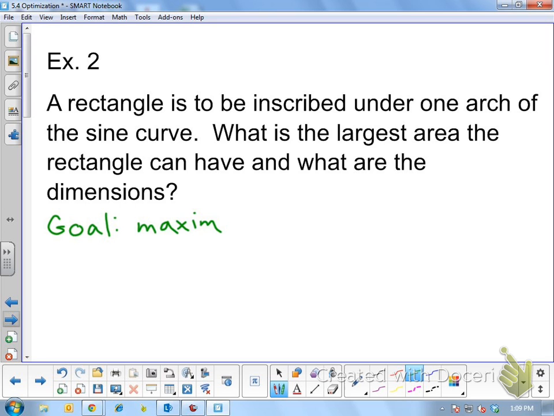Area of what? Maximum. Rectangle. Are you sure? The rectangle. The reason I stress finding this kind of goal is because it can help us identify what equation we would need to use. So what equation are we going to have to work with if we're trying to maximize area of a rectangle? Even just ignoring the rest of the problem, what equation would we need to use?